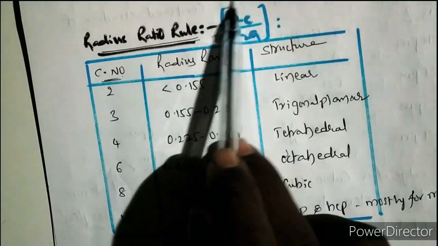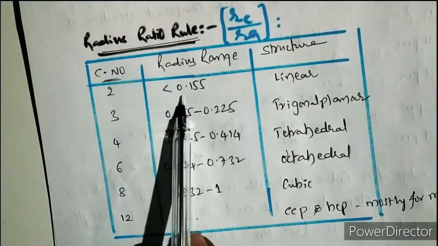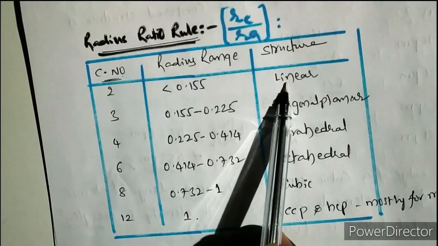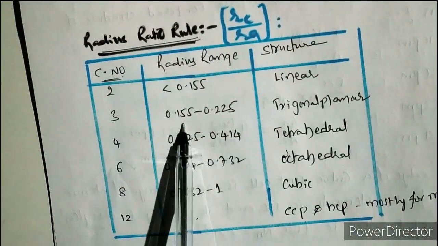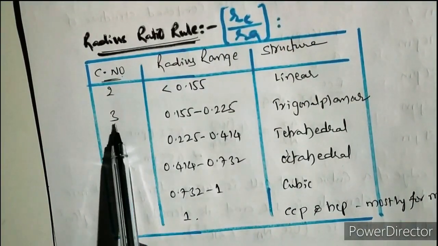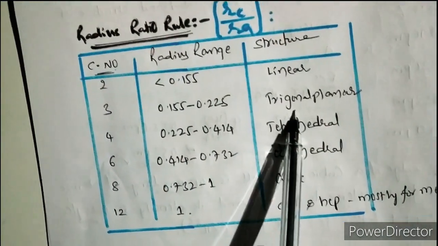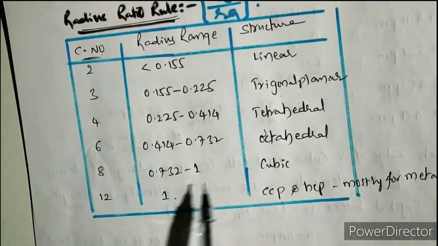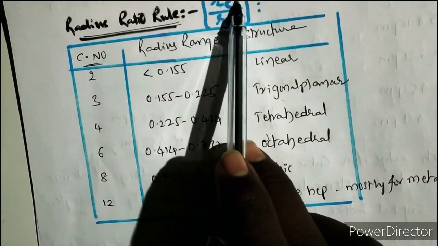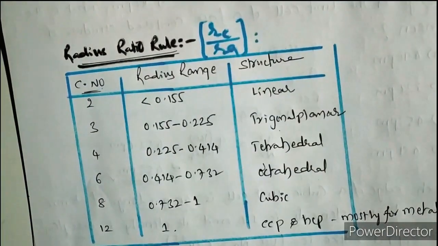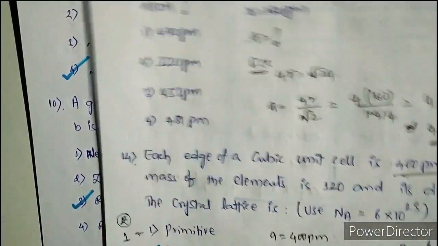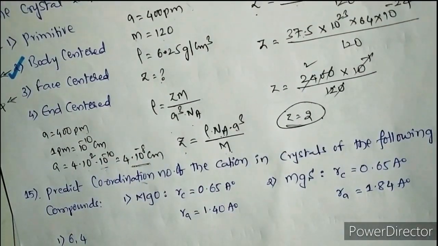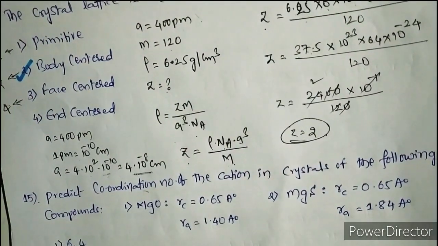If the radius ratio falls in this range, if it is less than 0.155, its coordination number is 2 and its structure is linear. If it falls in 0.155 to 0.225, coordination number is 3, with trigonal planar geometry. These are the ranges of the radius ratio rule. So what you simply do is calculate cation radius by anion radius. Based on that range, you will identify which coordination number it follows.